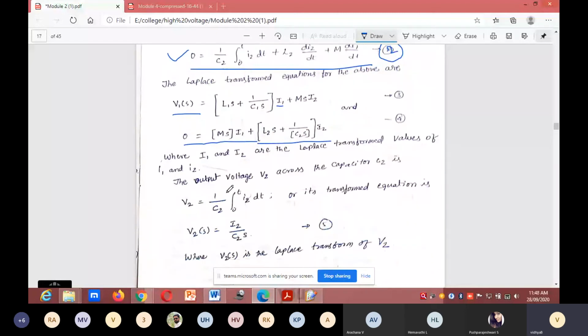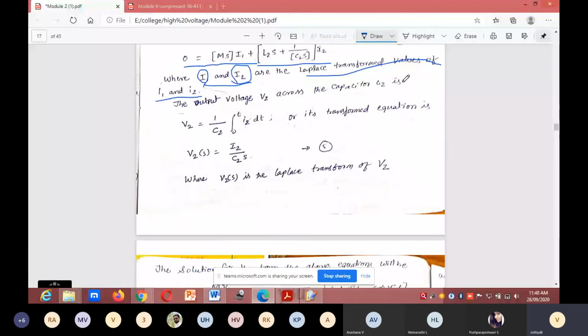Okay, where I1 and I2 are the Laplace transformed values of what? I1 and I2. Small i1 and i2, when you apply Laplace, it will be capital I1 and I2. Okay, the output voltage V2 across the capacitor C2 is V2 is equal to 1 divided by C2 integration 0 to t I2 dt, or its transformed equation is V2 of S is equal to I2 divided by C2S. This equation is the fifth one, where V2 of S is the Laplace transform of V2.